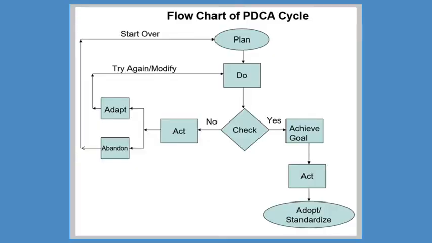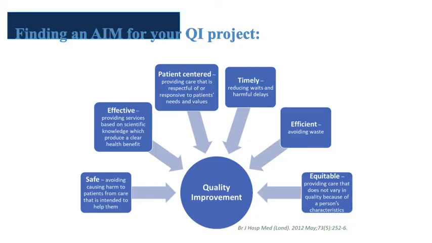Here is a flowchart of the PDCA cycle to further assist you if you need to revise your steps in order to reach your goals. I know by now you would probably say that you're struggling to find an aim for your QI project. Here is how we can figure that out.